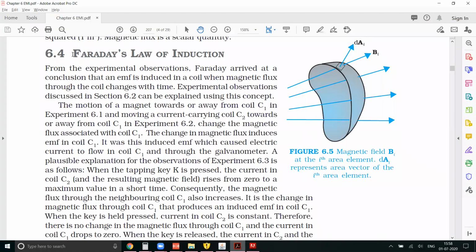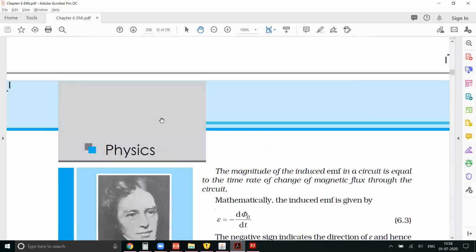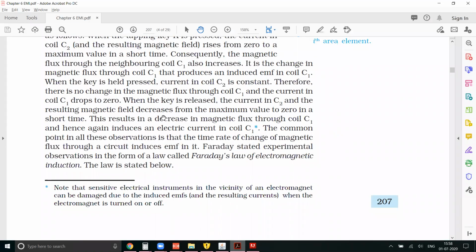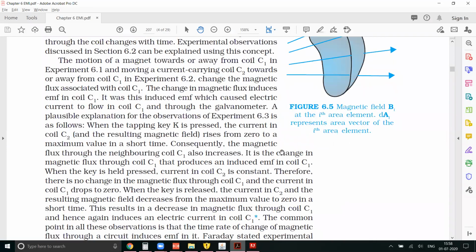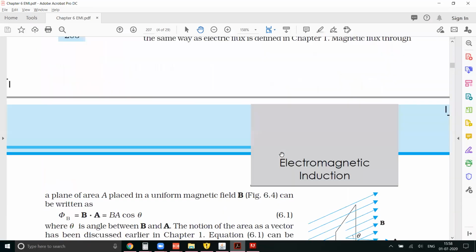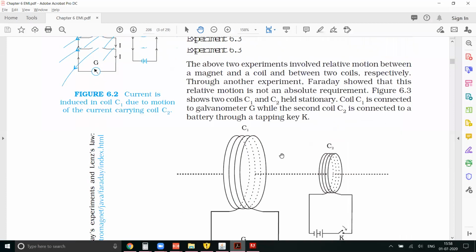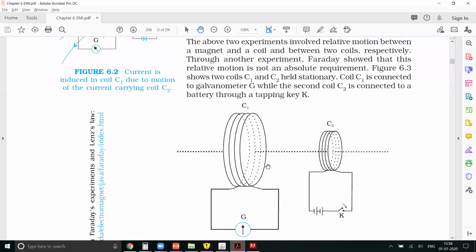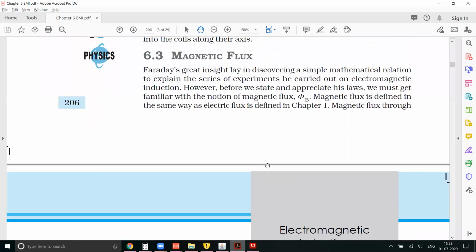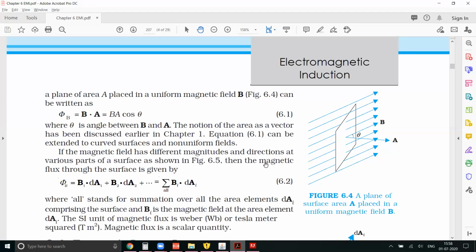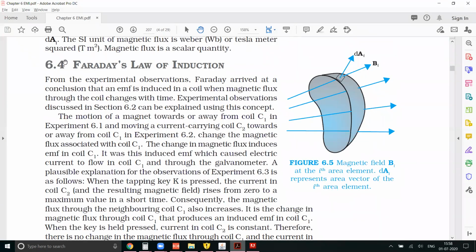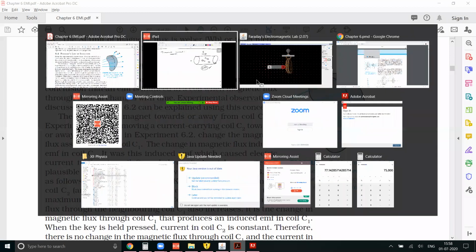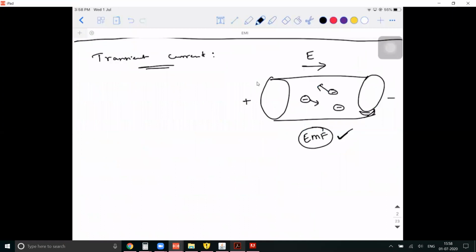So that's what is called Faraday's law of induction, or Faraday's law of electromagnetic induction. This is the first law you're going to learn in this chapter. Write down the heading as Faraday's law of electromagnetic induction. There are two things, don't get confused. One is Faraday's experiment. These three are Faraday's experiment. Based on the experimental observations, a law was formed, and that law is named Faraday's law of electromagnetic induction. Let's see what it states. Make a note of it.